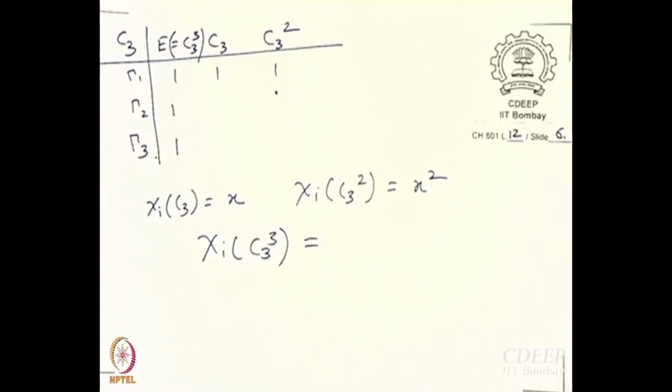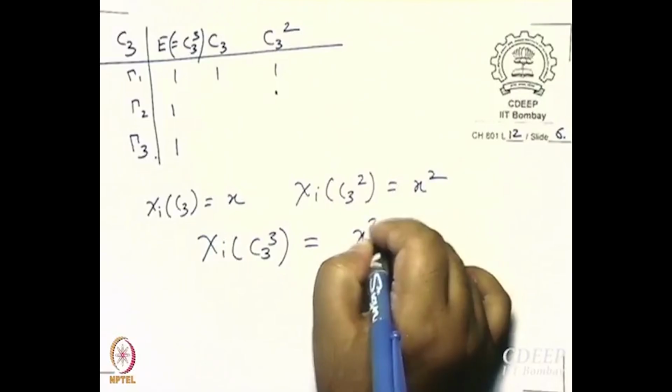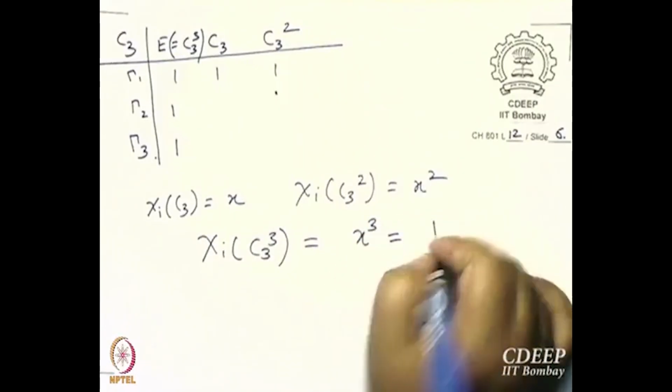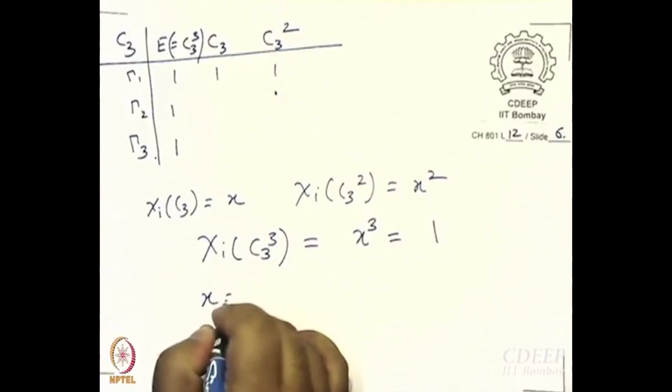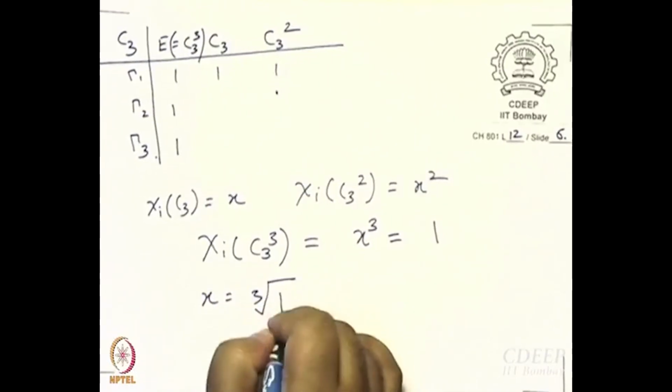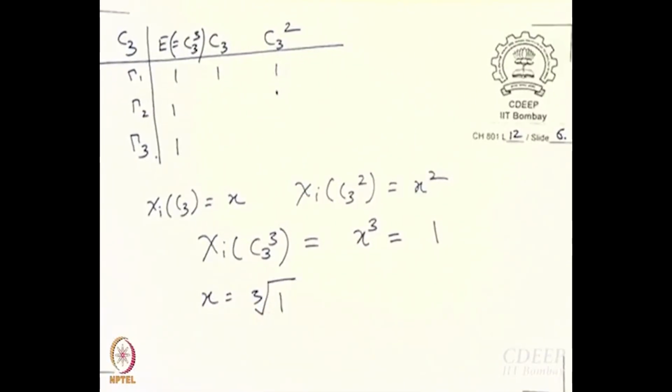Don't jump steps, tell me what it will be in terms of x. x cubed is equal to your beloved 1. What is x? x equal to the cube root of 1. How many roots should I get? What are they? 1, minus 1 and what?